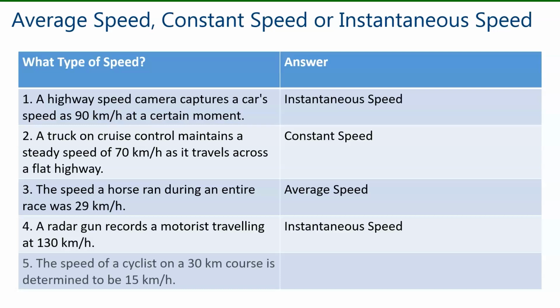And last, the speed of a cyclist on a 30-kilometer course is determined to be 15 kilometers per hour. This is average speed because the cyclist's speed is going to change over the course. This number comes from the total distance divided by the total time.